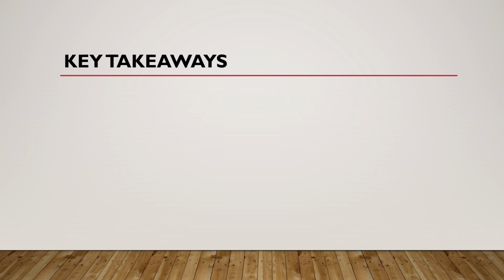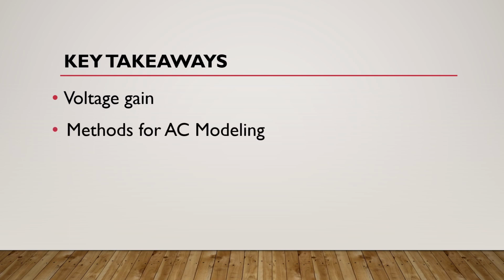That's all for today. Now, what are the key takeaways of this lecture? In this lecture, you studied about voltage gain. Here you also studied about methods that are used for AC modeling. You studied that there are two methods for small signal analysis or AC modeling. First is the hybrid pi model, and second is the T model. In this lecture, you understood what the hybrid pi model is, and you also solved some examples.